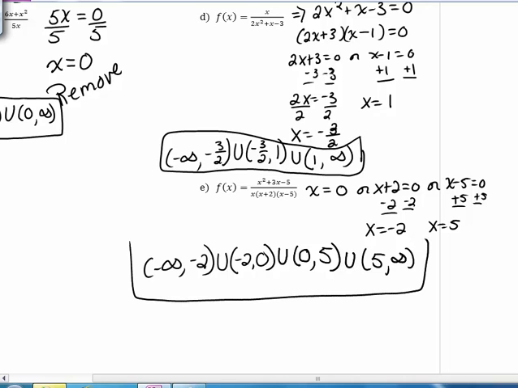And so that is how we would write the domain if we're removing 3 values. And that finishes off our lecture on the domain of a rational function. Let me know if you have any questions.